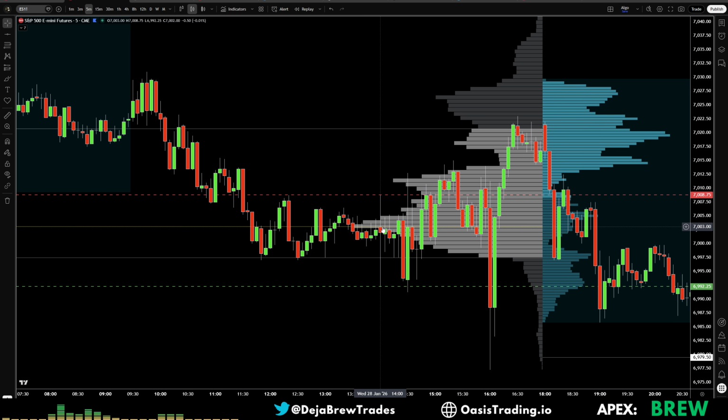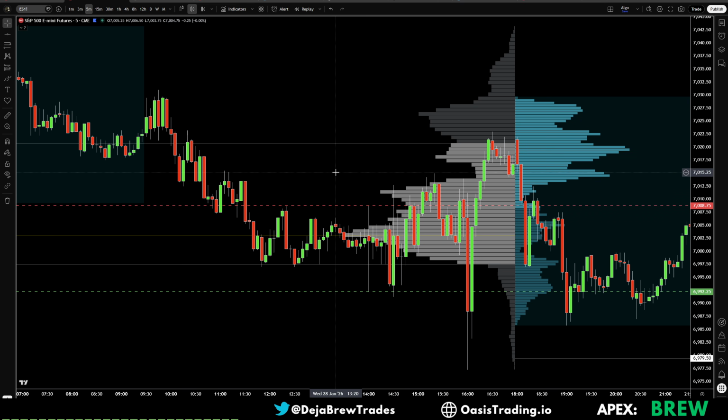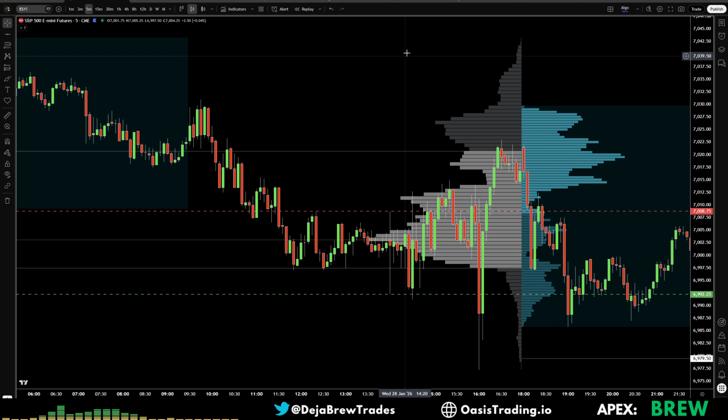When the FOMC data comes out at 2 p.m. Eastern, it comes out at 2 p.m. Eastern pretty much every single time, you see that massive explosion in volume and delta typically on that 2 p.m. release. Then you wait for the 5-minute candle to close. Then you mark out the high of that 5-minute candle and the low of that 5-minute candle. And you basically treat it like you would a value area.